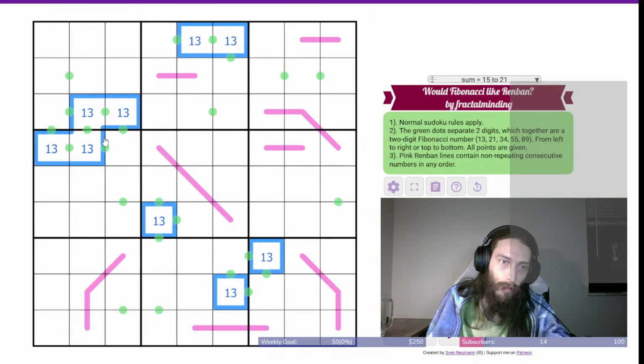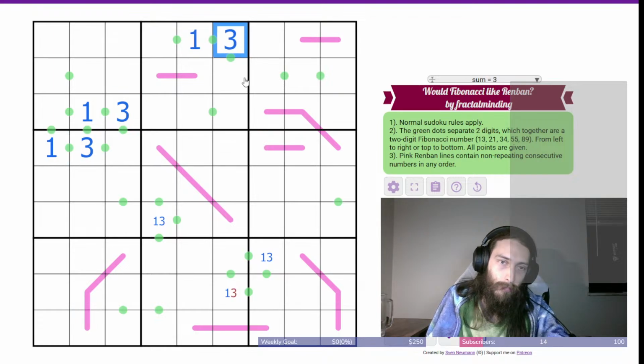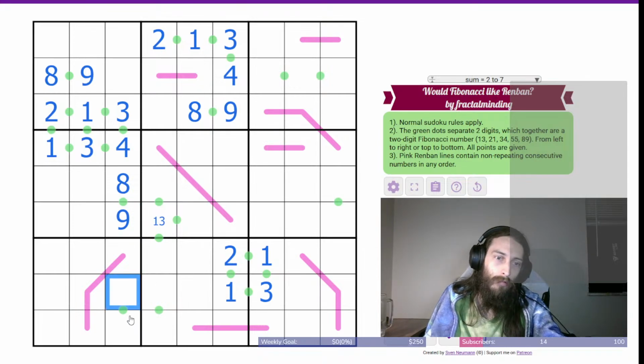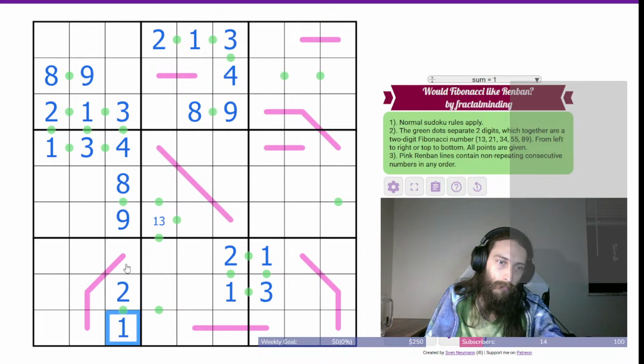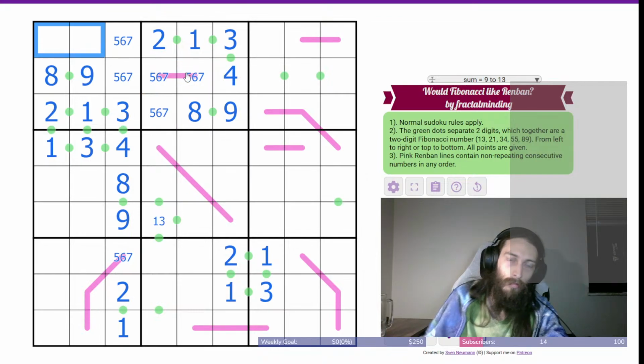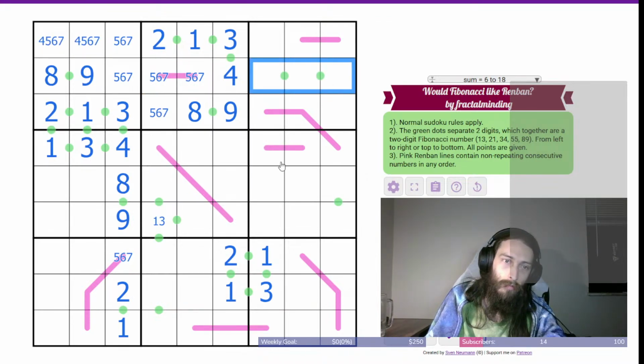These have to be 1 and 3. And they have to go 1, 3. That's the only option for those. And then this has to be 8, 9. This has to be 8, 9. This has to be 8, 9. 21. 5, 6, 7. 5, 6, 7. 4, 5, 6, 7. 2, 1, and 3.